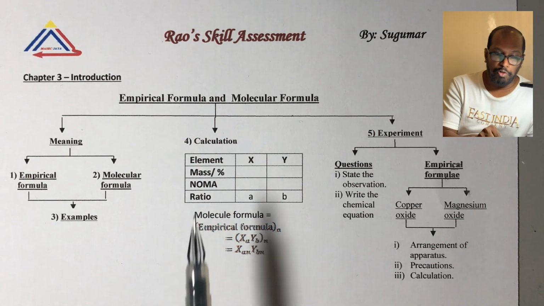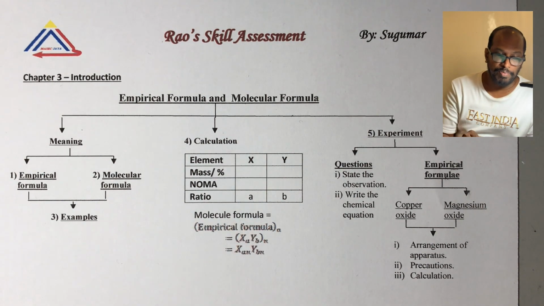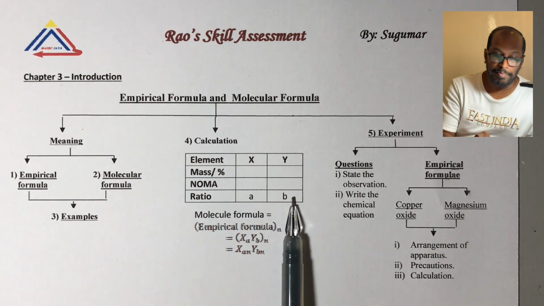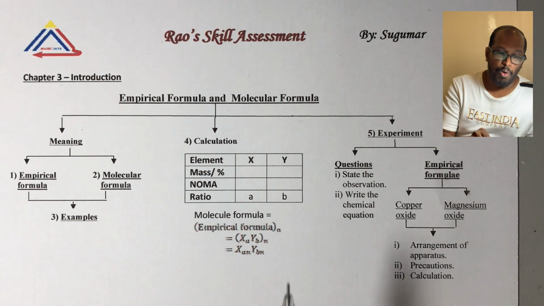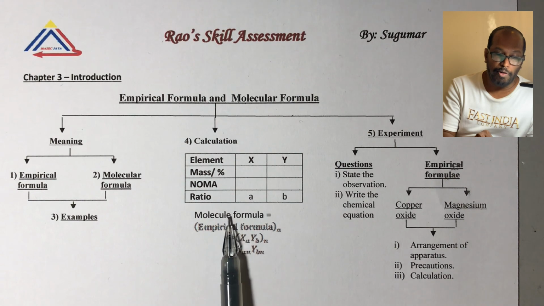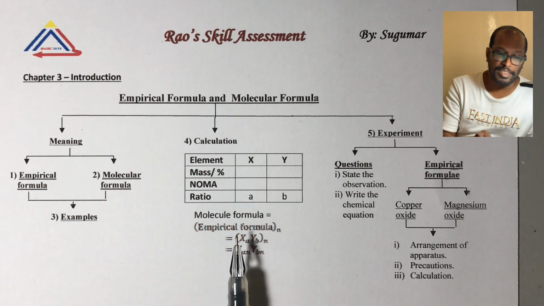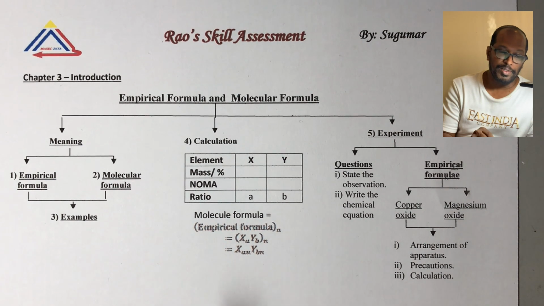Secondly, we need to go for calculation in this chapter. There is the calculation of the empirical formula. Then how do we find the molecular formula from the empirical formula? That is the second part of the formulas. There are 2 divisions under the calculation.